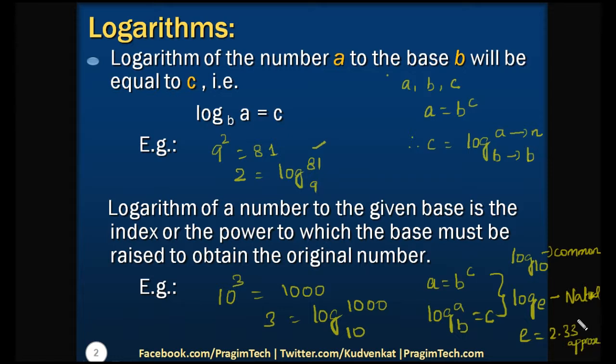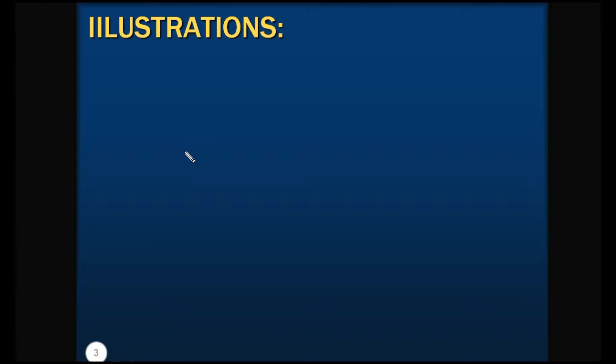Now let us solve some illustrations in order to understand this logarithm definition clearly. Based on the definition of logarithms, let's look into some simple illustrations. If it is 2 to the power of 4, what's its value? It's nothing but 16. So this is in the form of an index. Now I want to represent this in terms of logarithms. From the definition of logarithm, we can write it as 4 equals the logarithm of 16 to the base 2. That means when we raise 2 to the power of 4, we obtain 16.